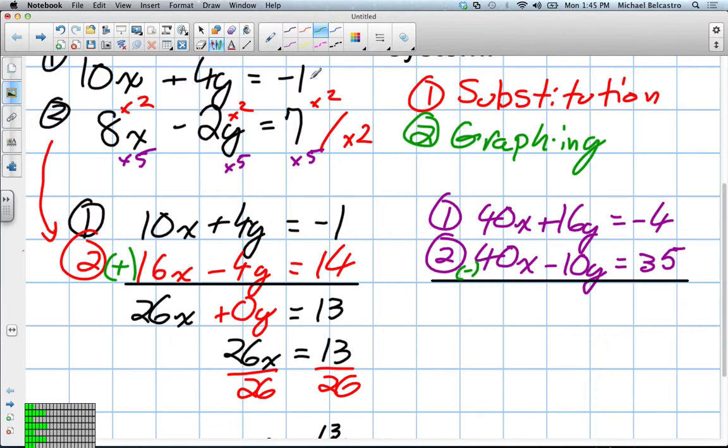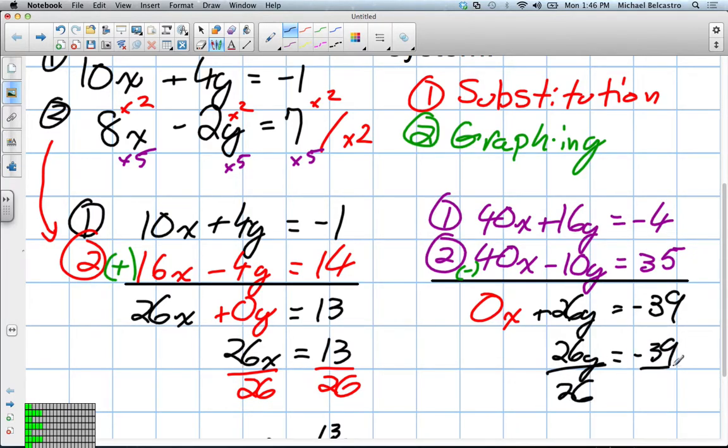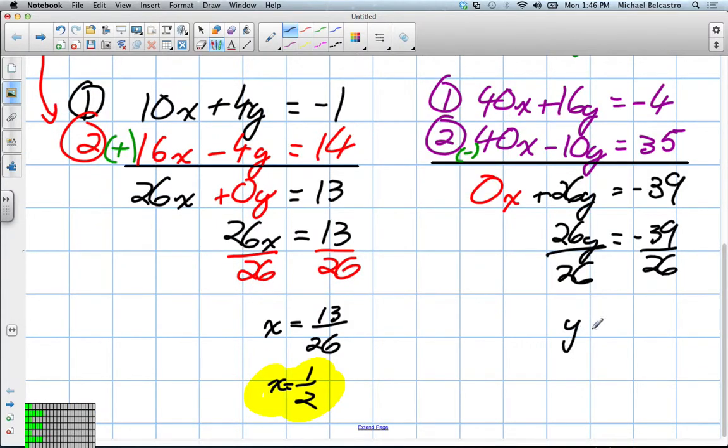So we'll subtract these. 40 minus 40 is going to give us 0x. 16 subtract negative 10y. What will that give us? 26y. Okay? That's going to give us positive 26y. And negative 4 subtract 35 will give us negative 39. Okay? Again, the x kind of drops off, so we have 26y is equal to negative 39. We're going to divide both sides by 26 to figure out what y will be. Y equals negative 39 over 26.